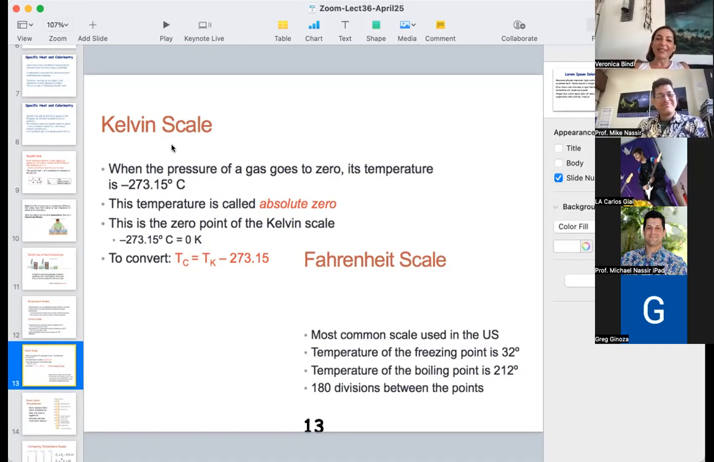Then we have something that is even more complicated to understand, which is the Kelvin scale. So when the pressure of a gas goes to 0, its temperature is minus 273.15 Celsius. And this temperature is called absolute zero, so minus 273.15 Celsius. And this is the 0 point of the Kelvin scale. So to convert from Celsius to Kelvin, you need to always add 273.15.